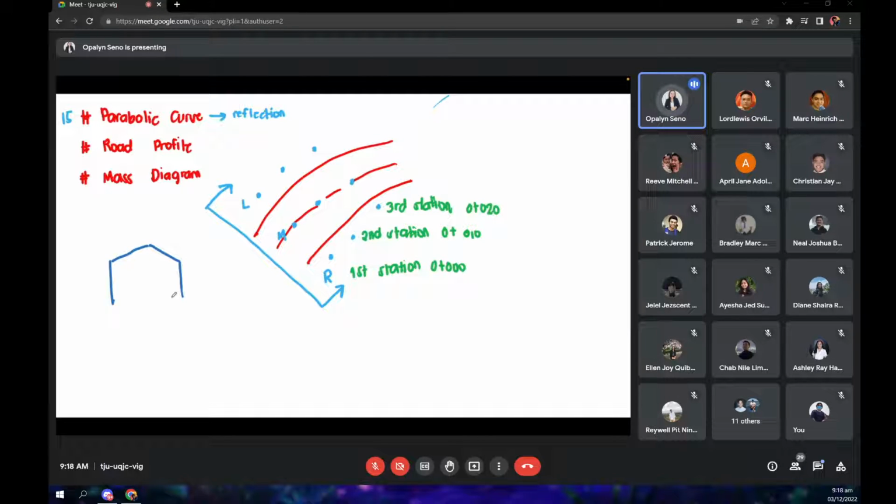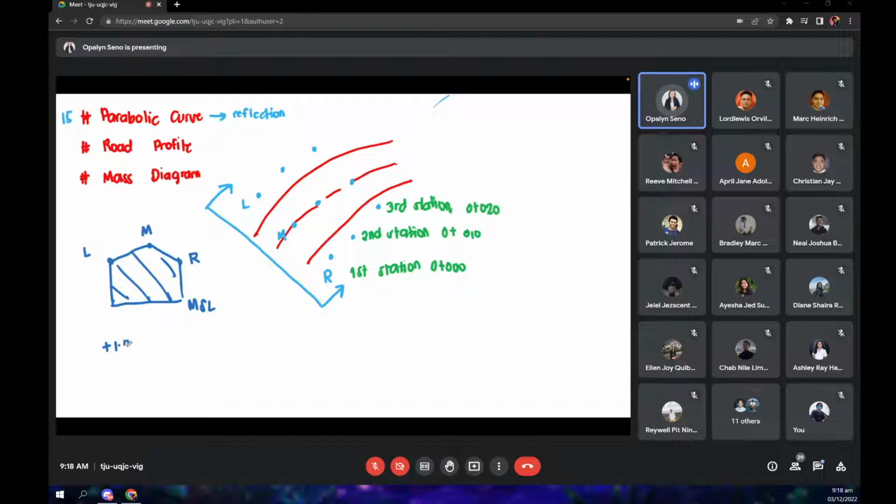So this is your first station. This is the left, this is the middle, this is the right point. So from your MSL, this is your profile at your first station. Let's say, based on the stationing or the elevation, if this is your mean sea level, the readings here are all positive elevation.